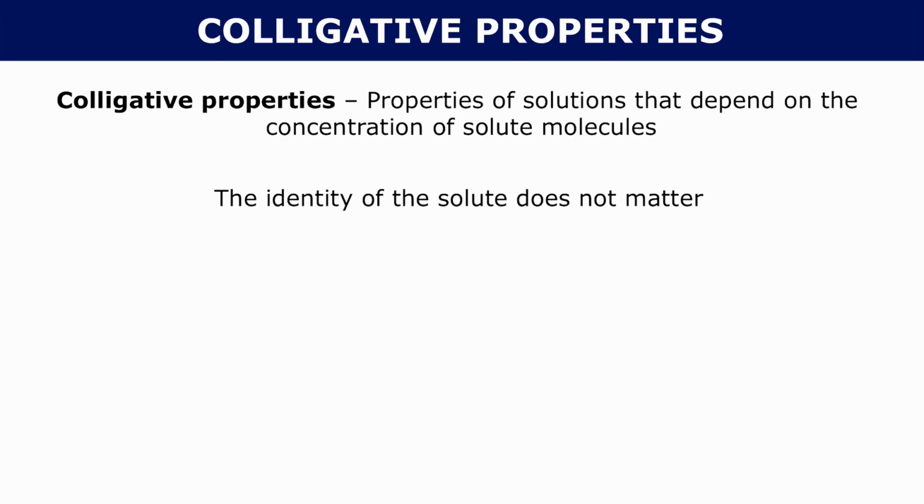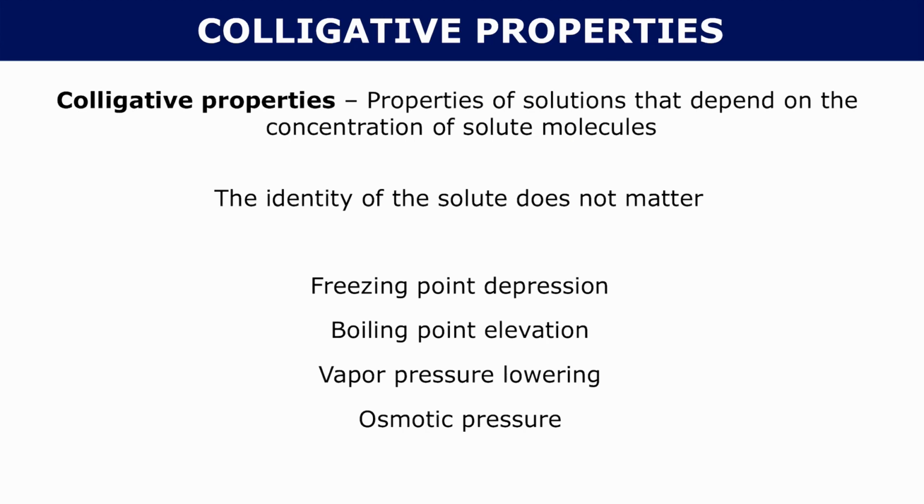There are going to be four main types of colligative properties, and that's freezing point depression, boiling point elevation, vapor pressure lowering, and osmotic pressure. I'm only going to go over the first two because they're really the only ones that come up. The bottom two are also colligative properties, but they don't come up as often. So we're only going to go over freezing point depression and boiling point elevation. Let's start with freezing point depression.